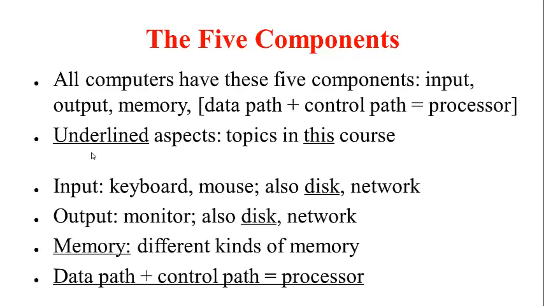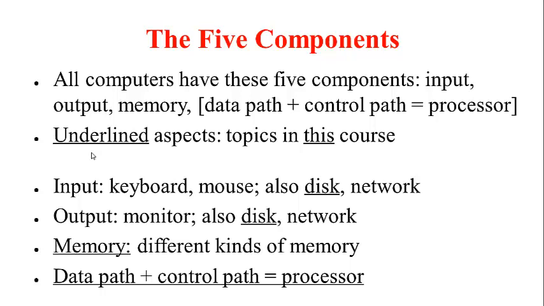In the von Neumann architecture, there are 5 abstract components of a computer. In fact, they were shown in the diagram in the previous slide. These are input, output, memory, and processor, which consists of 2 subcomponents, data path and control path.